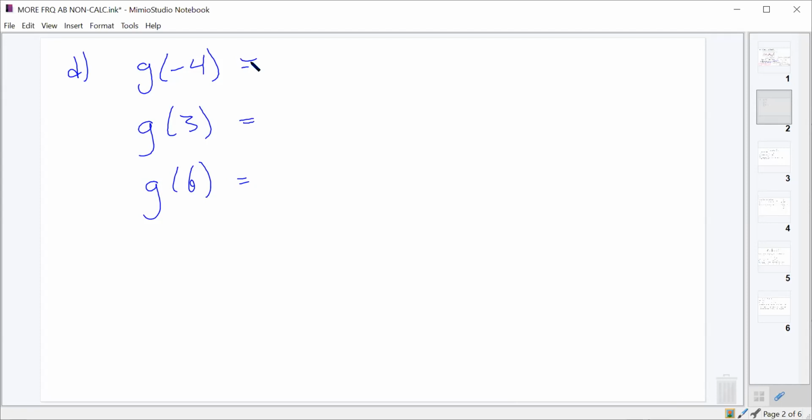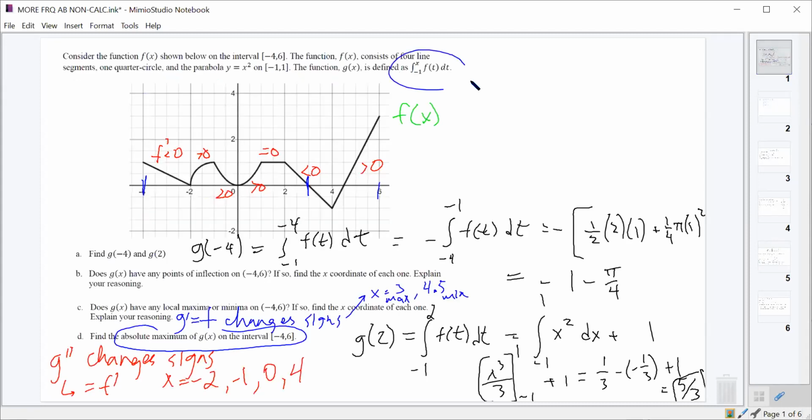G of -4, we already found, I think, in part A. What was G of -4? It was -1 minus pi over 4, I believe. Okay. That was probably not going to be the max. It's a negative number. Could be, but probably not. Actually, we should be guaranteed that it's not, because we know that G of -1, just by looking at the thing right here, if I put in -1, what do I get? 0. So the max is going to have to be something that's positive, right? So we know that it's not going to be at -4.